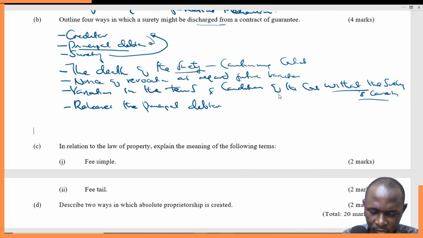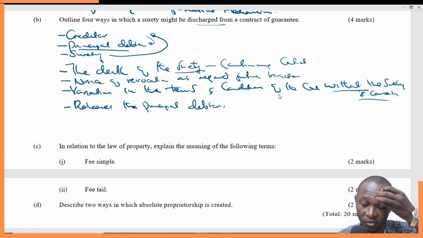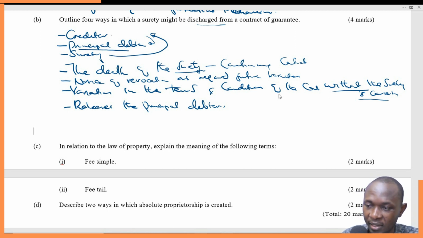And then the other one is when the creditor releases the principal debtor, then the surety automatically becomes discharged. There could be so many reasons why the creditor might choose to release the principal debtor, one of them could be payment. So if the principal debtor pays his part exhaustively, then the creditor will release the principal debtor. So when the creditor releases the principal debtor, automatically the surety will be discharged from that contract of guarantee.